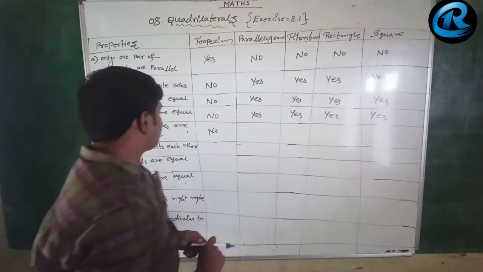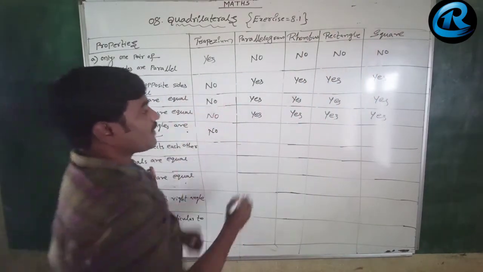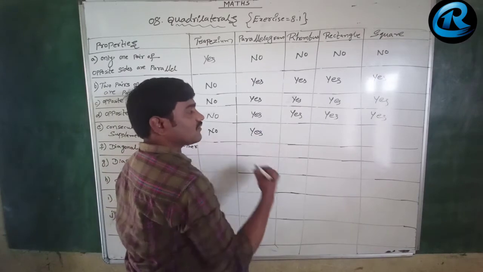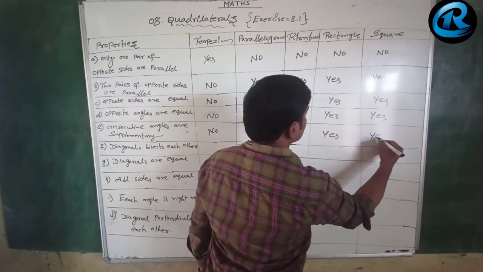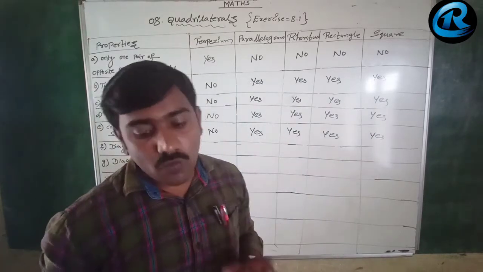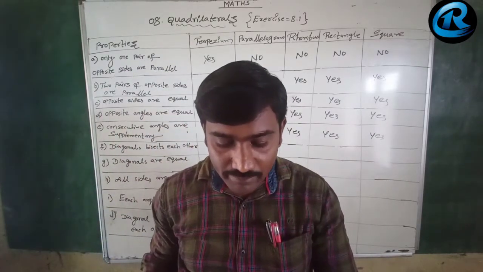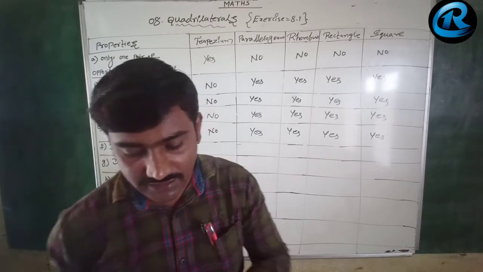So let us leave it there. In the parallelogram, yes, consecutive angles are 180. In the rhombus, yes, and rectangle and square also, consecutive angles are equal to 180 degrees. Then next one, see, diagonals bisect each other.